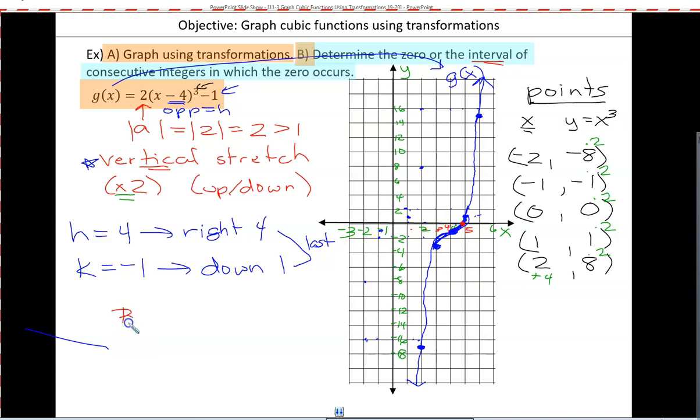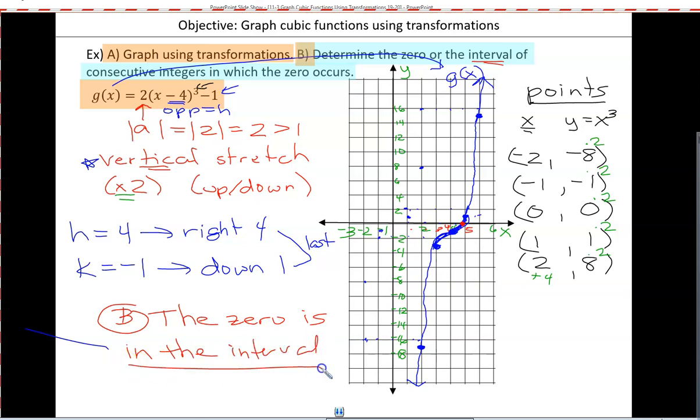So for part B, I would make a conclusion that the 0 is in the interval. Don't say the 0 is here, because an interval isn't a 0. A 0 is a single number, so we say the 0 is in the interval, and then we have our interval 4 to 5, like so.